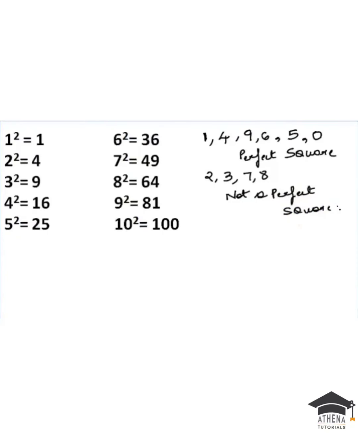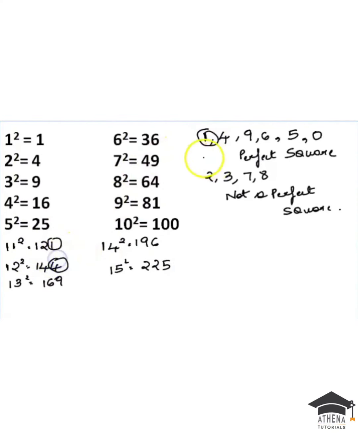Okay, we can check further. What is 11 square? It is 121. 12 square, 144. 13 square, 169. 14 square, it is 196. 15 square, it is 225. Here the numbers repeat. 1 ends with 1. 4, it is 4. 9, 9, 6, 6, 5 and 5.